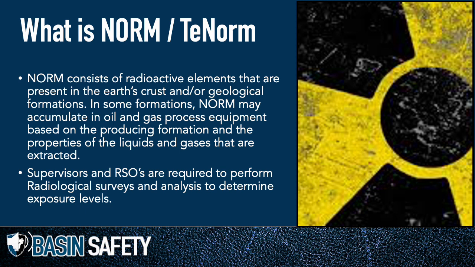We're going to go over what NORM and TeNORM are. NORM consists of radioactive elements that are present in the Earth's crust and or geological formations. In some formations, NORM may accumulate in the oil and gas process equipment based on the production formations and the properties of the liquids and gases that are extracted. Supervisors and RSOs are required to perform radioactive or radiological surveys and analyses to determine exposure level.